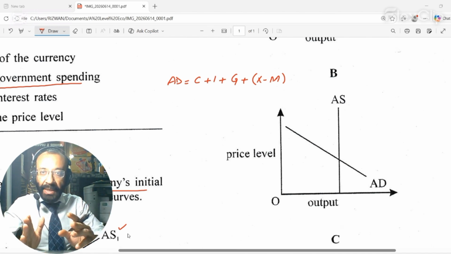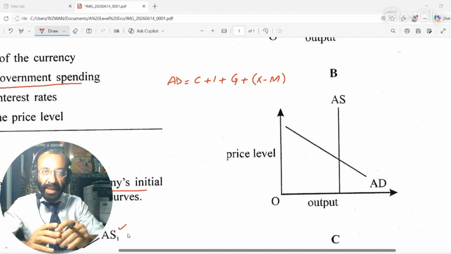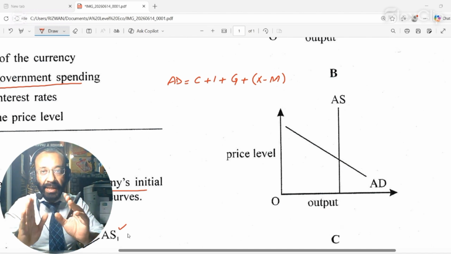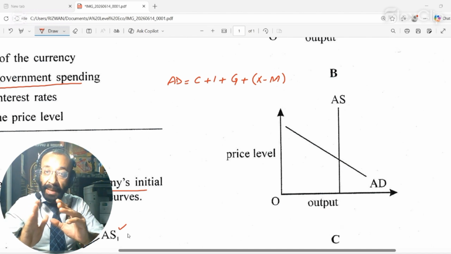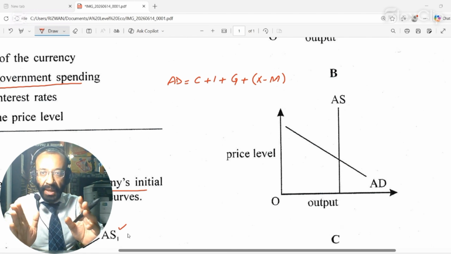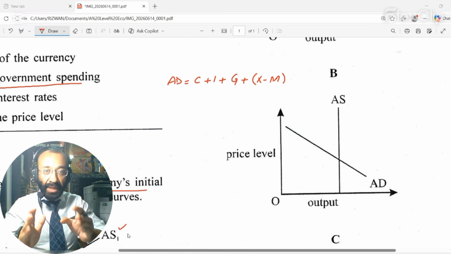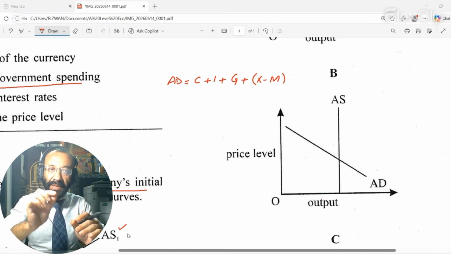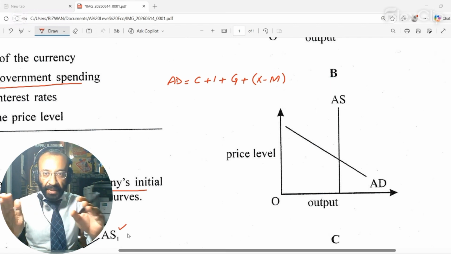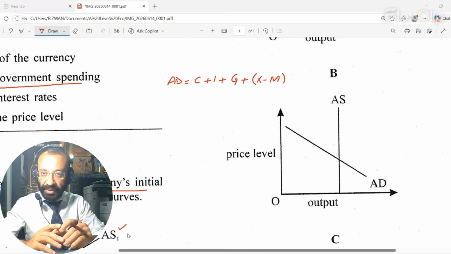In diagram B, the aggregate supply curve is perfectly vertical, that is, inelastic. This represents an economy operating at its absolute maximum capacity, or the full employment level of output. When the aggregate demand curve shifts to the right along a perfectly vertical aggregate supply curve, it slides upward along the vertical line. The price level will increase, causing inflation.